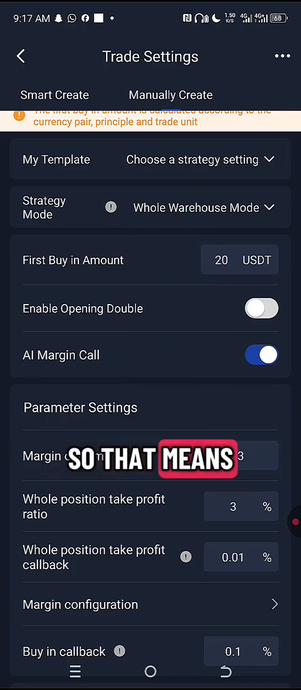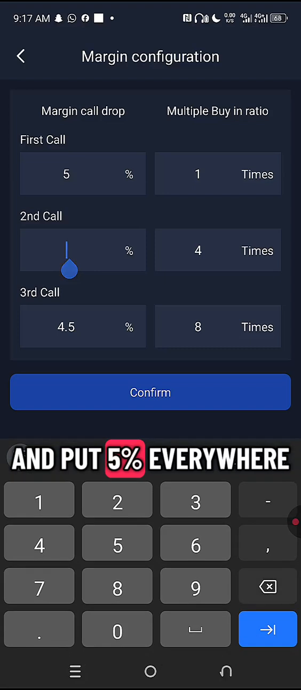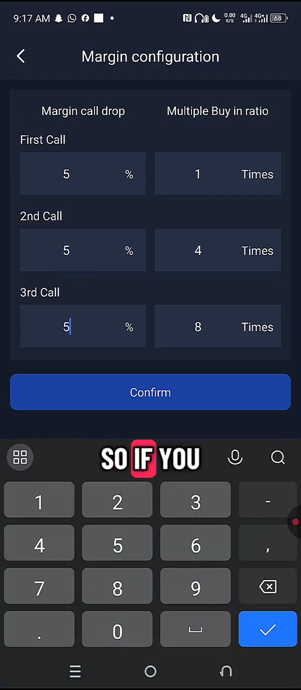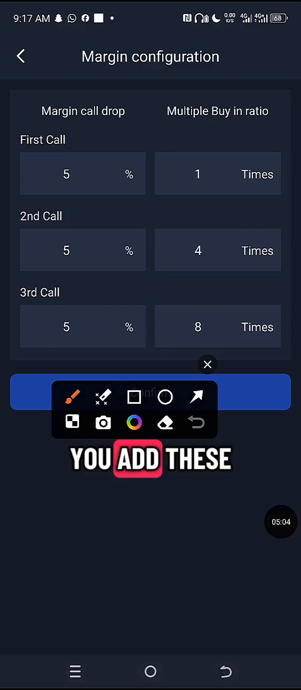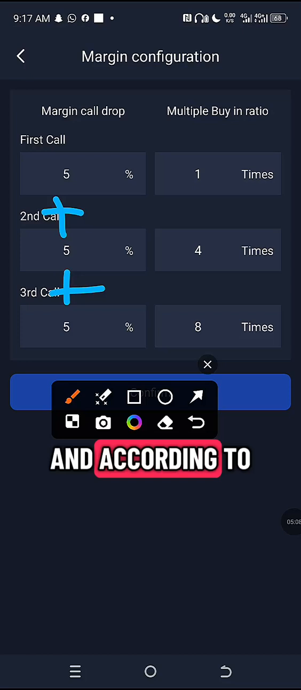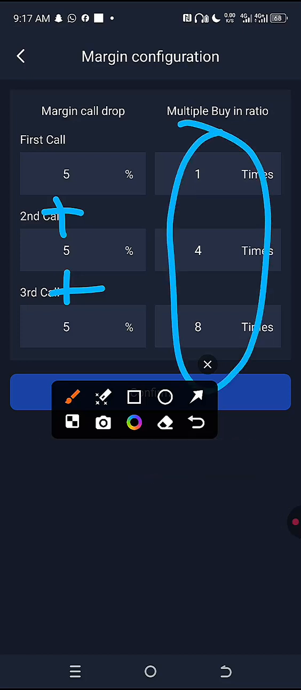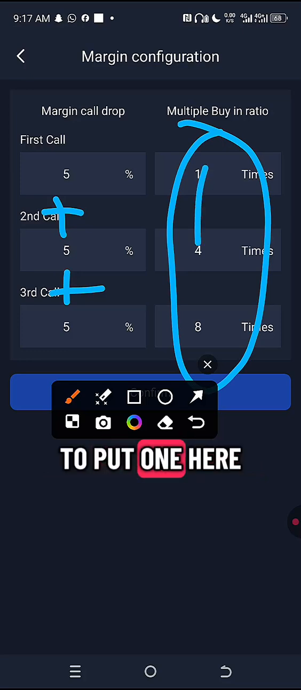So that means to make it easy for myself, I'm just going to come here and put 5% everywhere. So if you add these, you see you get a 15%. And according to my capital, I want the robot to invest 20 each time the coin goes against me. So I'm going to put 1 here.